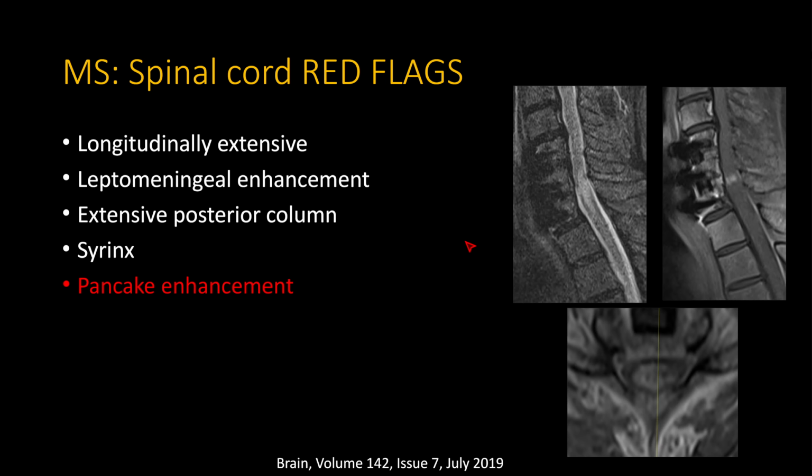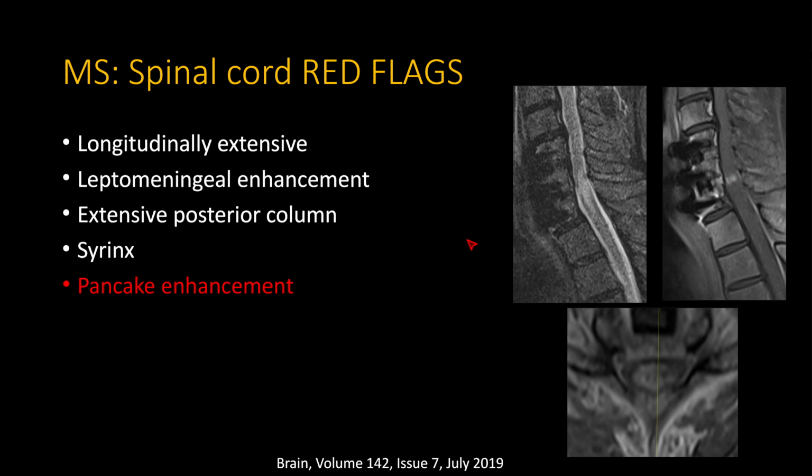Finally, another red flag to consider is the presence of so-called pancake enhancement. What that means is there's enhancement at the periphery of the cord with some sparing of the central gray matter, as can be seen here in this particular case. This is a very peculiar pattern of enhancement that's seen a lot in the setting of degenerative change and spondylitic signal changes in the cord. As you can see here, this particular person is status post anterior instrumentation, and there's some narrowing of the spinal canal here, associated hyperintensity in the cord, and this pancake type of enhancement.